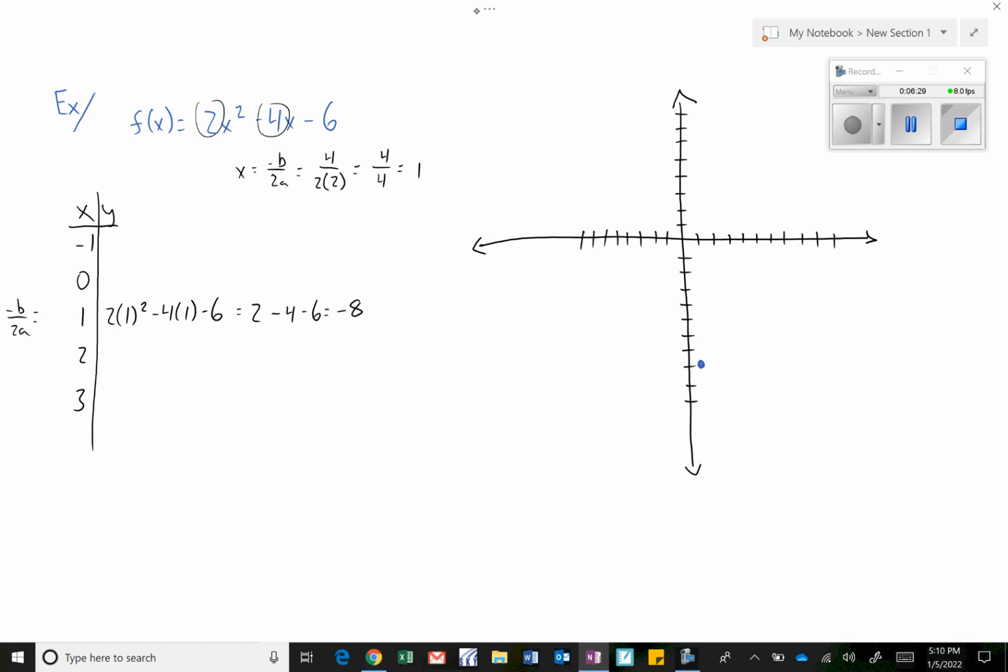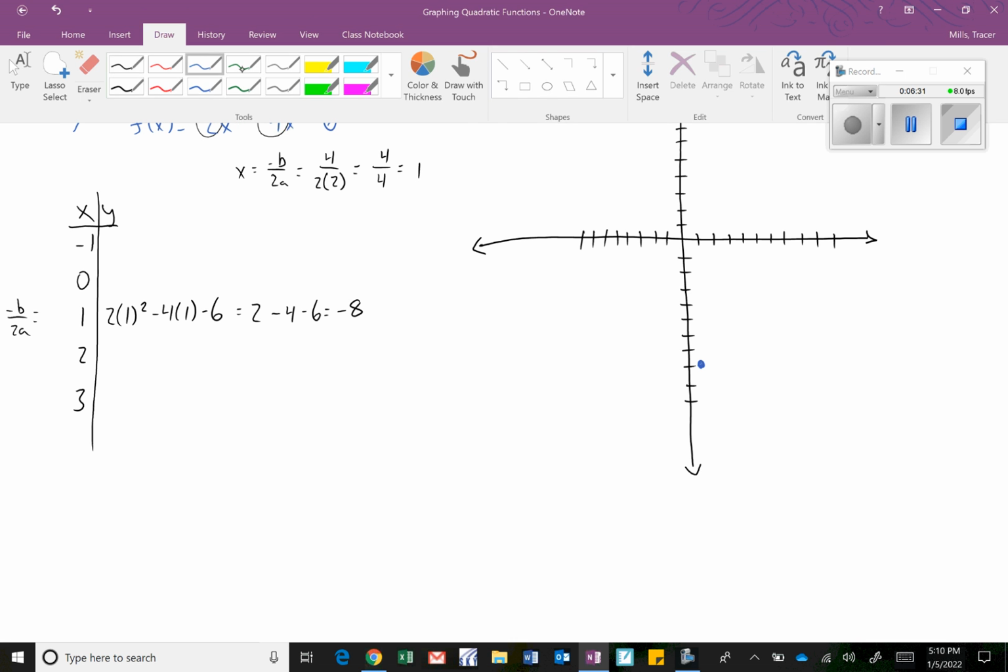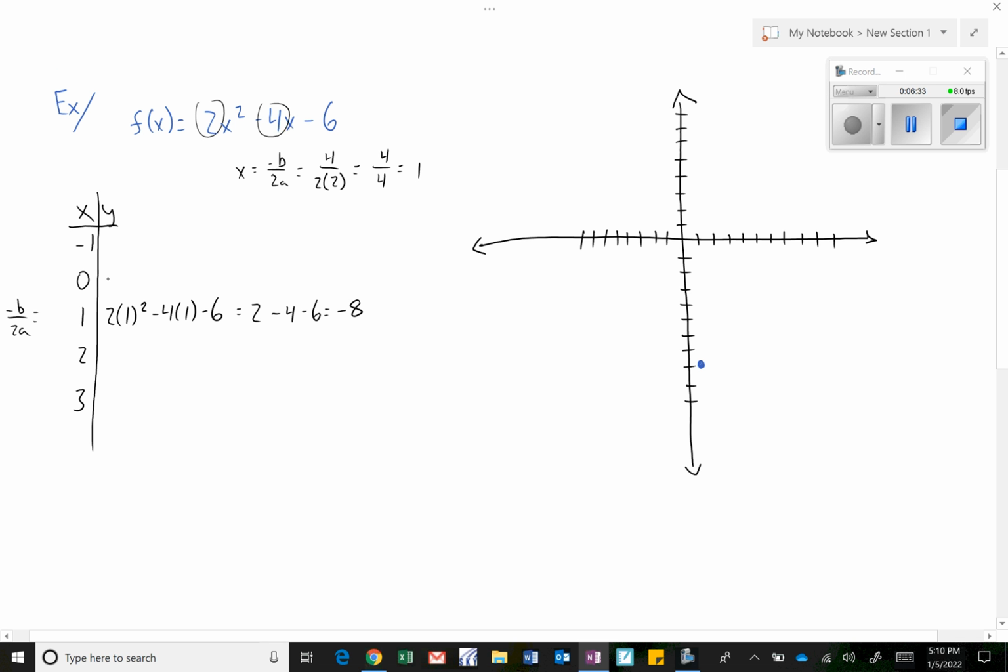All right. I can do that for a few more points here. So maybe I'll go up to 0. That's a nice number. So we'll go 2 times 0 squared minus 4 times 0 minus 6. Remember, I'm just replacing the x's with my value. And then I can reduce. 0 squared is 0, times 2 is 0, minus 4 times 0 is, again, 0, minus 6. So 0 minus 0 minus 6 is -6.